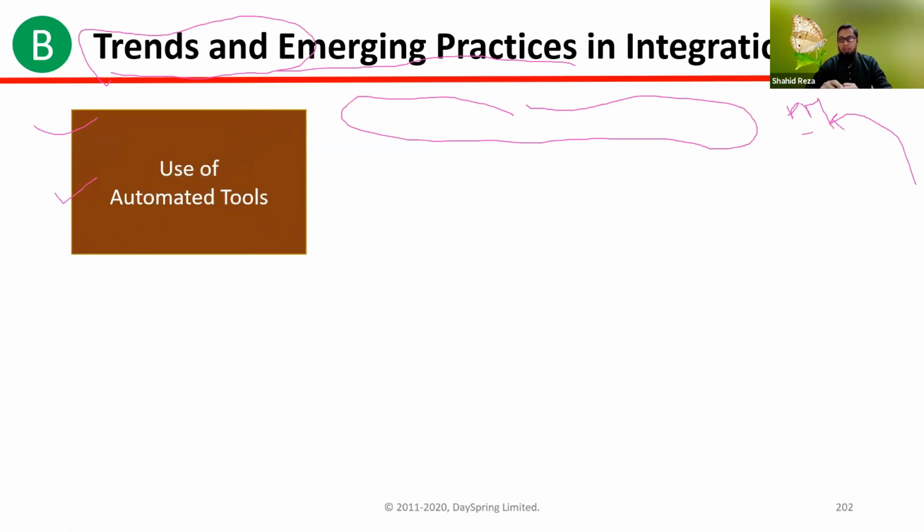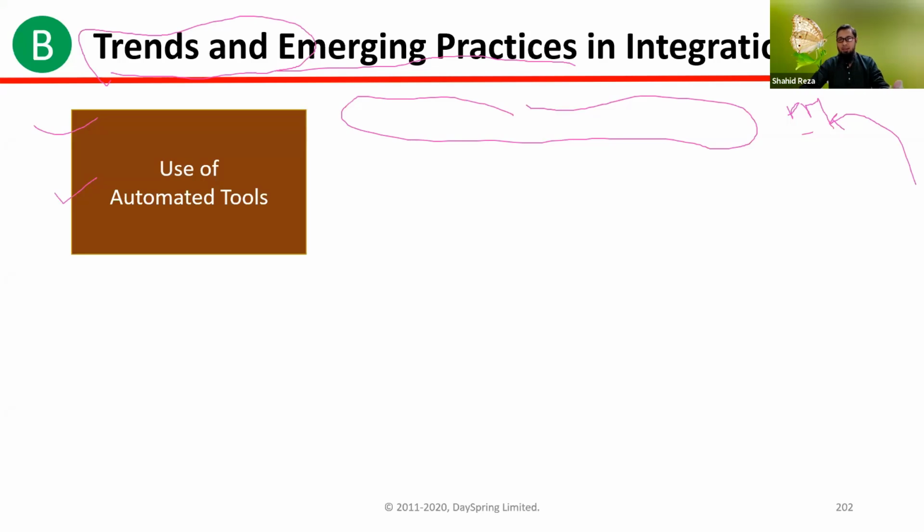Okay. Then the second section: PMBOK is talking about trends and emerging practices in integration management. So what are the new things we need to understand and know as a project manager while we do integration management? The trend is the use of automated tools. As you know, IT is booming, right? Everywhere an IT component is there. So in project management also, a lot of IT tools and techniques are used.